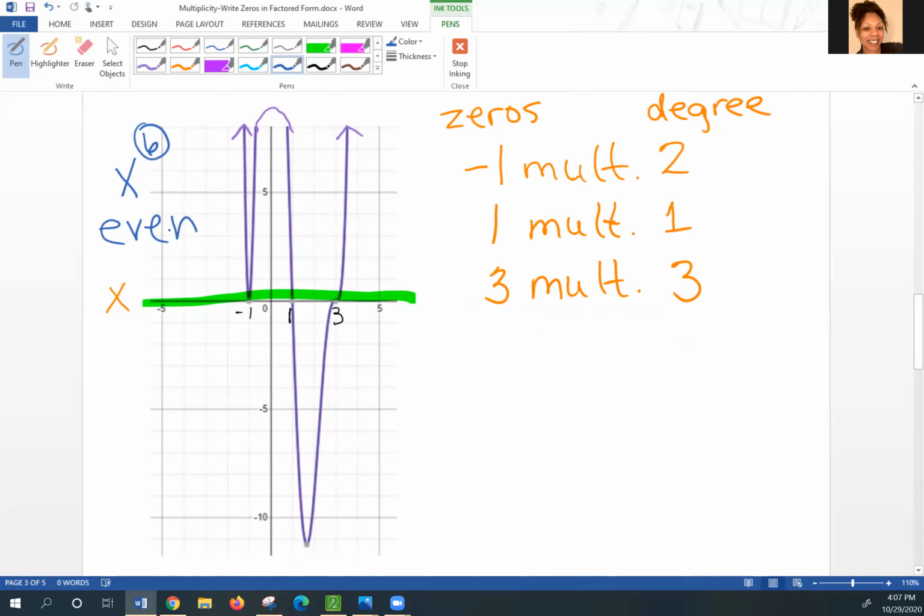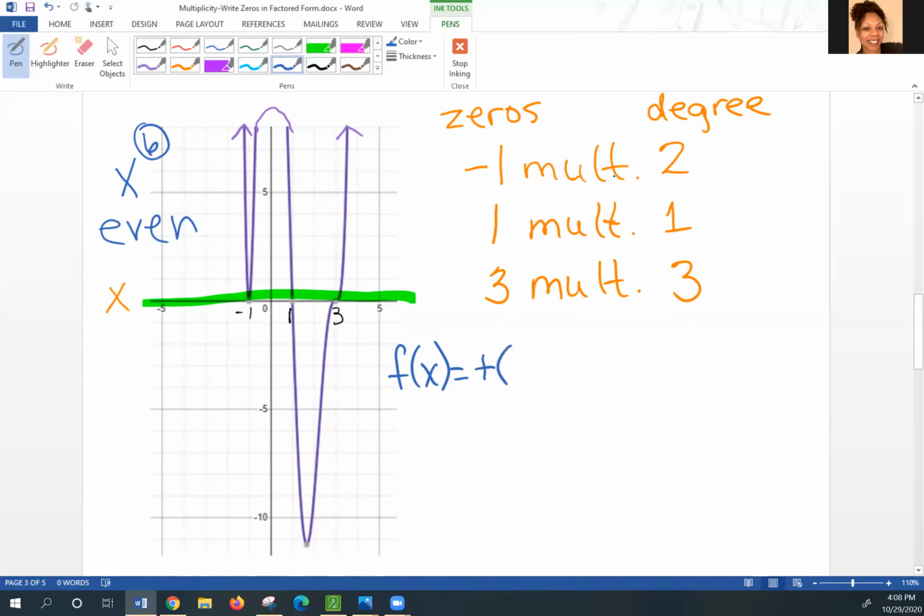So this is going to be the function of f of x is equal to, and then what you want to do is you want to take your zeros and put them in factored form. Before you do that, pay attention to whether or not your leading coefficient is going to be a positive or a negative. Since the arrows are pointing upward, that means like you're smiling, so you're positive. You don't have to write the plus sign, but I do it just to keep track.